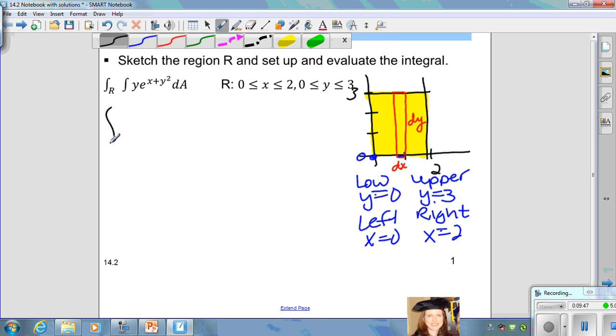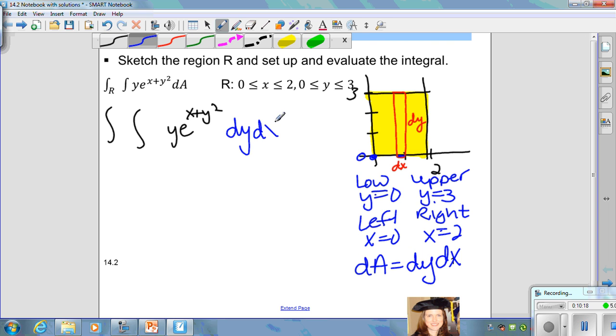And let's go ahead and set it up. The double integral of y times e to the x plus y squared, dA. Now, dA here, just want to take a moment, is the area of this representative rectangle. It's a differential area. You can think of the area of the rectangle as a length times a width, always the longest side first. So your differential area is going to be dy times dx. You're actually replacing the differential area with the differentials dy dx.